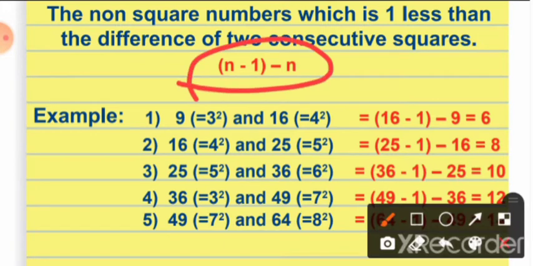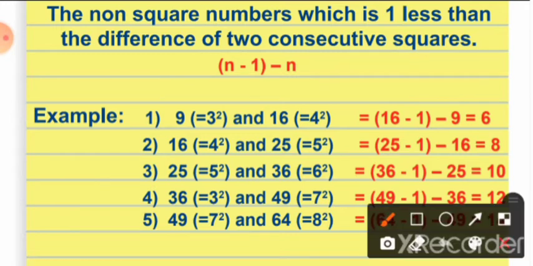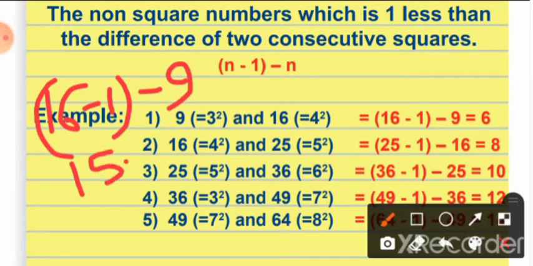The consecutive numbers are 3 and 4, whose squares are 9 and 16. Calculate the non-perfect-square numbers between them. Directly, 16 minus 9 is equal to 7. Then 16 minus 1 minus 9, so 15 minus 9 is equal to 6. So there are 6 non-perfect-square numbers.